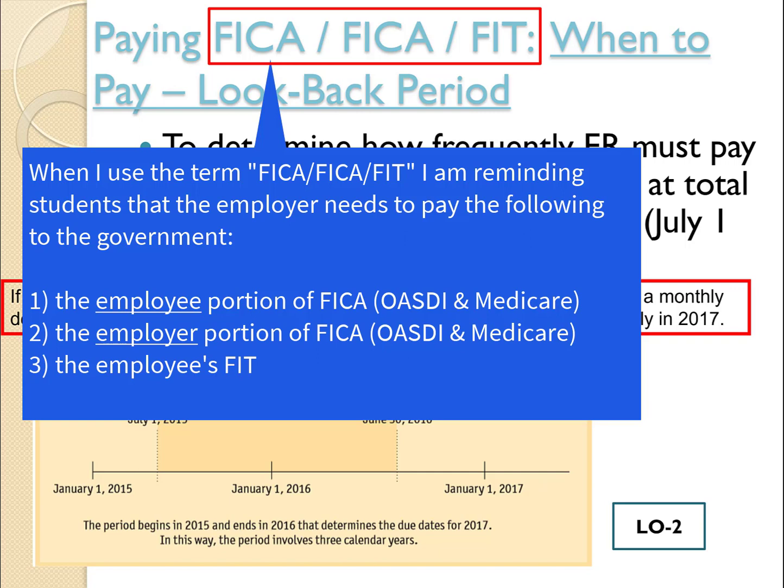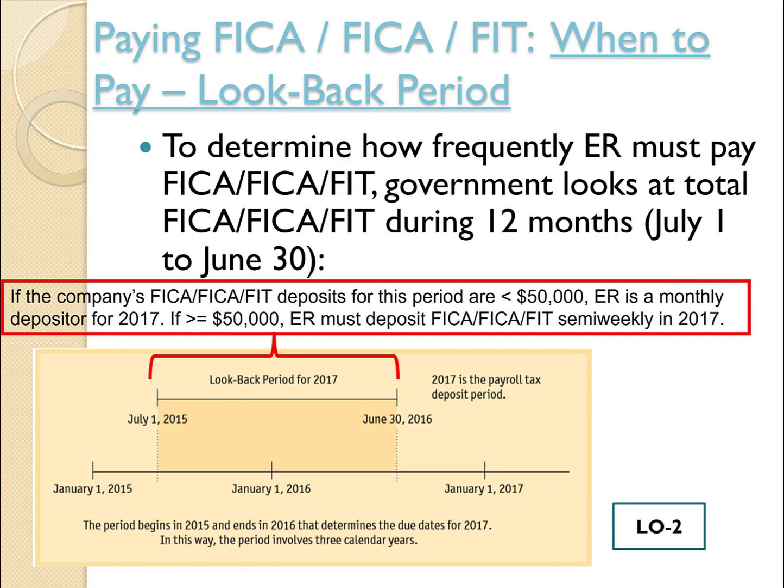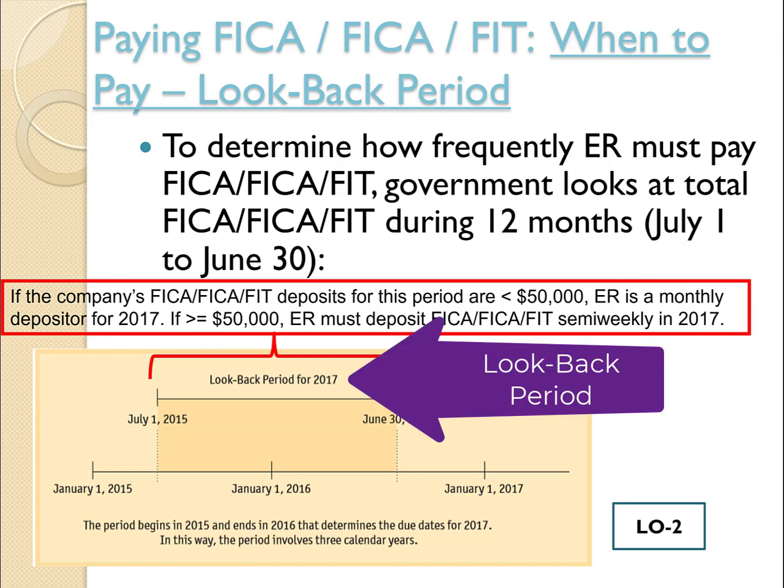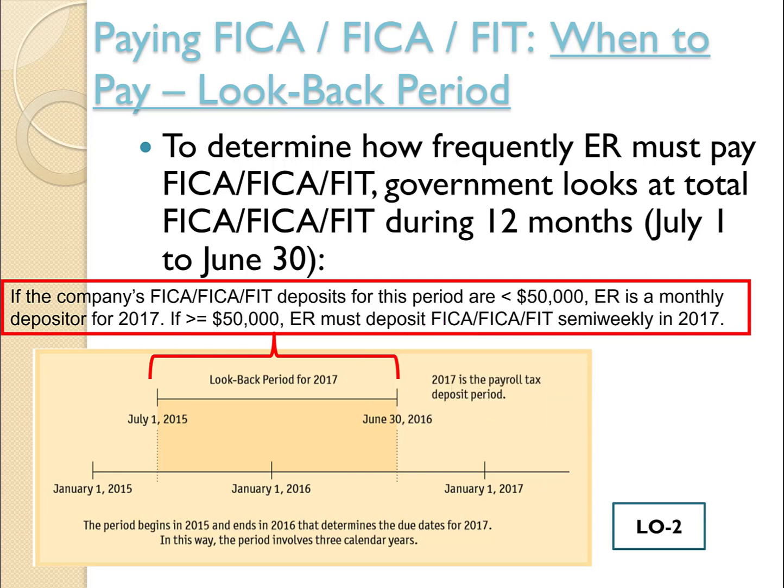So I will be calling it FICA, FIT, but what I'm really talking about is when does the employer have to pay OASDI, Medicare, and FIT? So to figure out when the employer pays, we have to use something called a look-back period. A look-back period is used to determine how frequently the employer must pay FICA, FIT. And to do that, the government looks at total FICA, FIT during a 12-month period in the past.